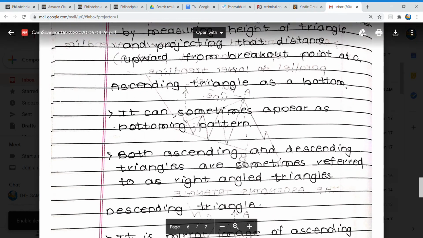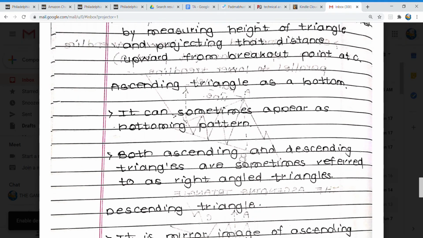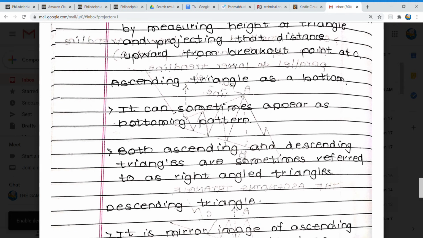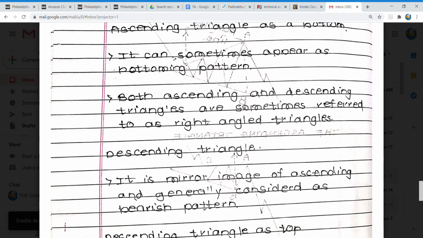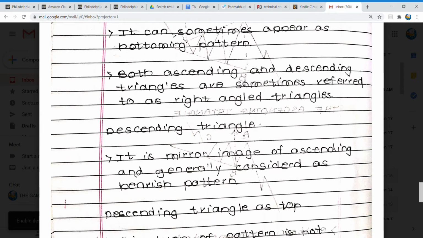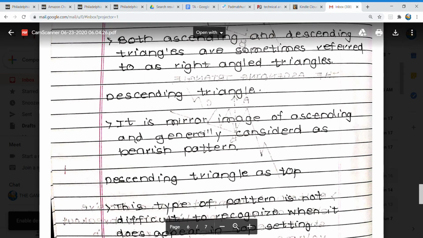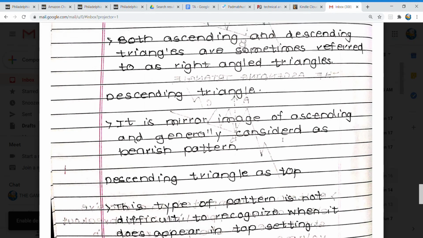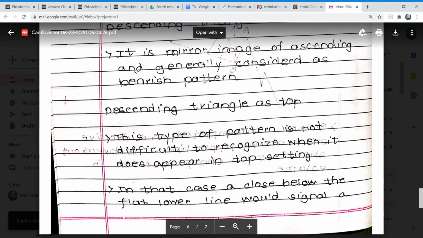Ascending triangle as bottom. Ascending triangles are generally a bullish continuation pattern, but they can sometimes appear as a bottoming pattern. Both ascending and descending triangles are sometimes referred to as right angle triangles. Descending triangle: it is a mirror image of the ascending and generally considered a bearish pattern.